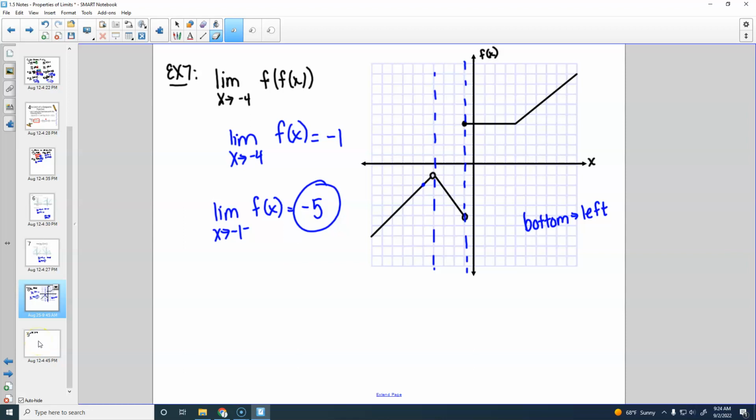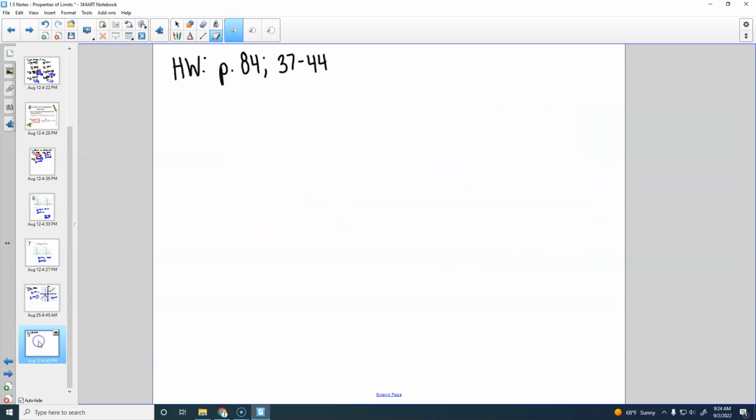All right, so we have got 2 things that we're going to do that hopefully you'll have time to do most of this in class. In your book on page 84, we are going to do 37 through 44. It says homework right there, but this is classwork. We're going to check how we're doing on this before we go. So this is going to be kind of like what we did at the beginning.